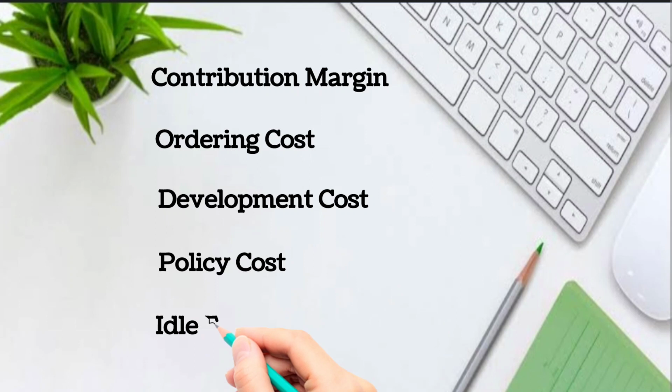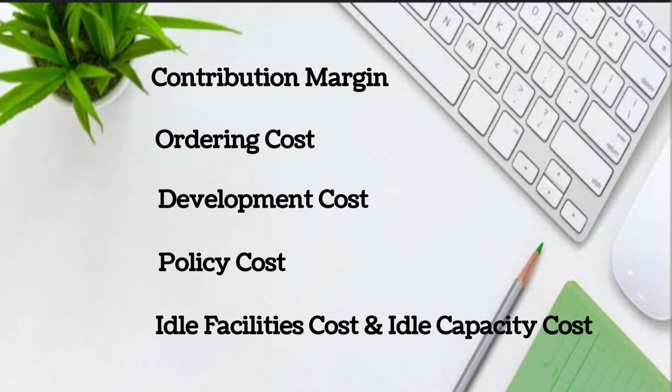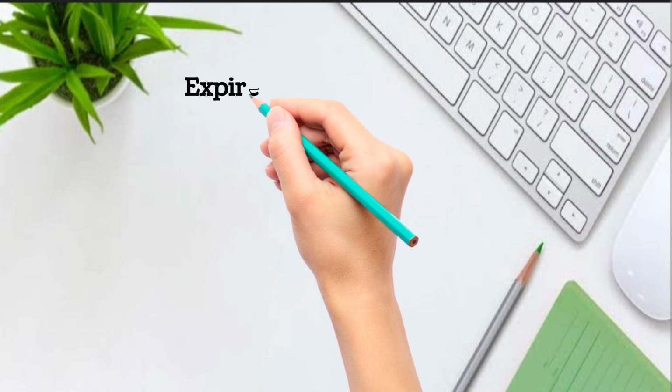Next is idle facilities cost and idle capacity cost. If the available facilities remain idle and some loss is incurred due to it, then it is called idle facilities cost. If capacity is unused due to repair, shutdown or any other reason, then it is called idle capacity cost. So here capacity remains idle, right?